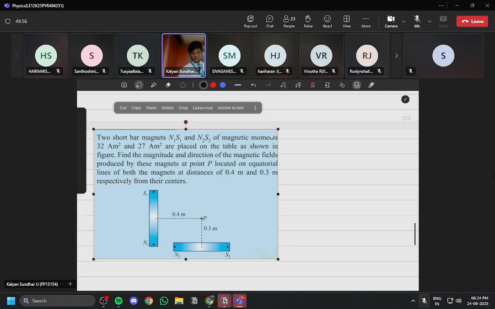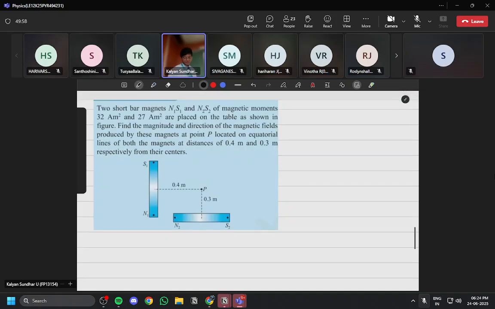Right. This question. Two short bar magnets, N1S1 and N2S2, of magnetic moments 32 and 27, are placed on the table as shown in the figure. Find the magnitude and the direction of the magnetic field produced by these magnets at point P, located on the equatorial lines of both the magnets at distances of 0.4 and 0.3 respectively.